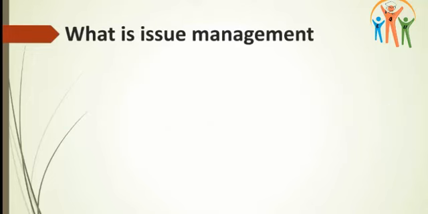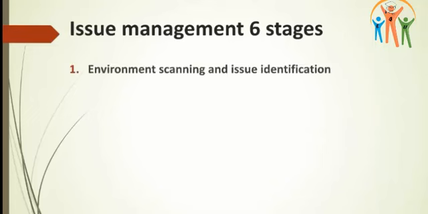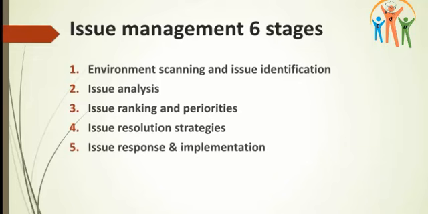What is issue management? Issue management is set of activities and business rules need to manage and control the issue. The issue management 6 stages are: the first one is environment scanning and issue identification. The second one is issue analysis, and then issue ranking and priorities. Fourth one is issue resolution strategies, and fifth one is response and implementation, and the last one is issue evaluation and monitoring.